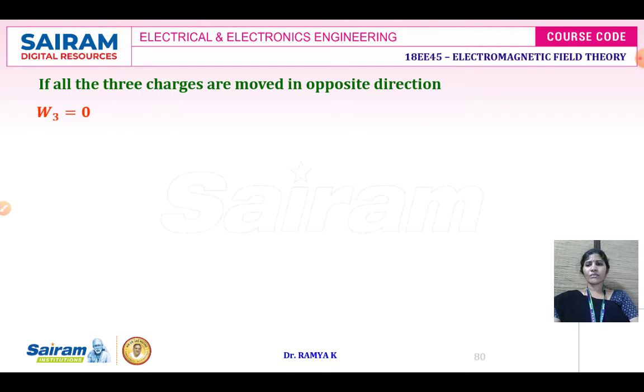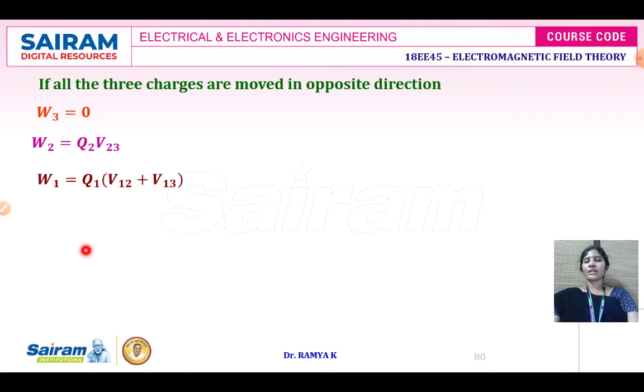Q3. When you move it, W3 will be equal to 0, because at that point we don't have any other charges at infinity position, therefore the work done W3 will be equal to 0. Again, when you are moving Q2 outside the universe to infinity, Q3 is available, therefore potential due to that has to be included. Again, W1 is equal to Q1 into V12 plus V13. The total work done WE is equal to W1 plus W2 plus W3. We have to add all these things.